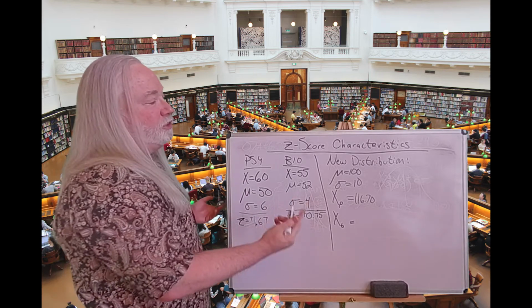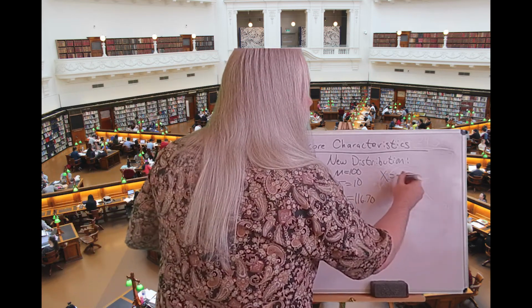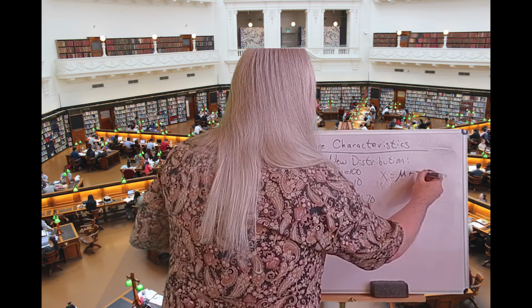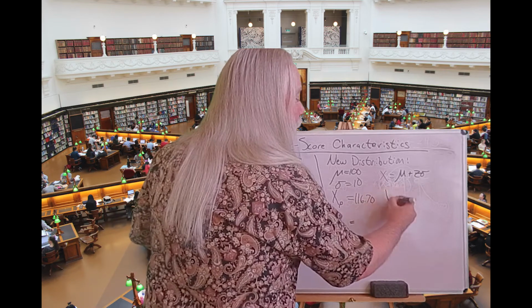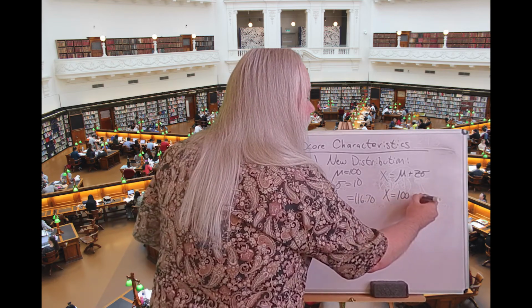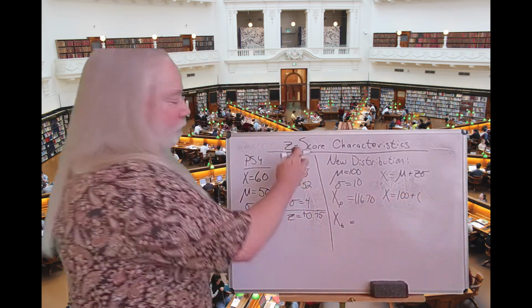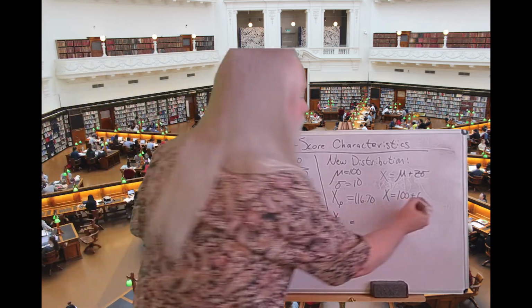So for biology, it's the same thing. It's the same formula. Raw score is the mean plus z times your standard deviation. So again, raw score for biology is what we want. The new mean is 100. The z-score for the biology class was 0.75.